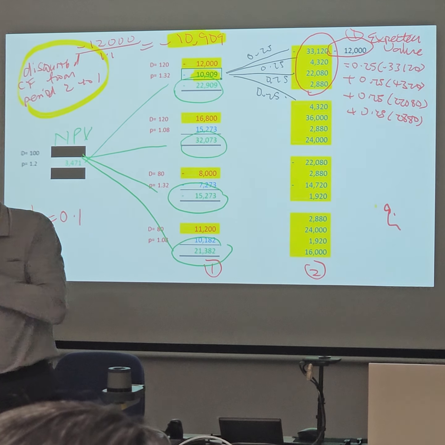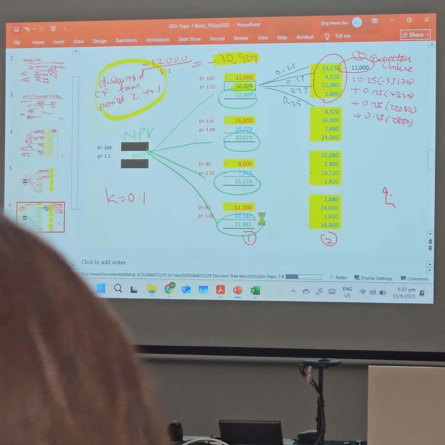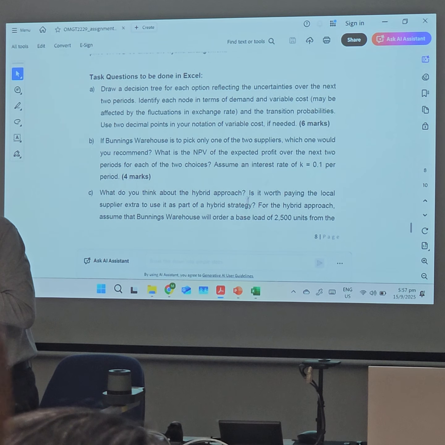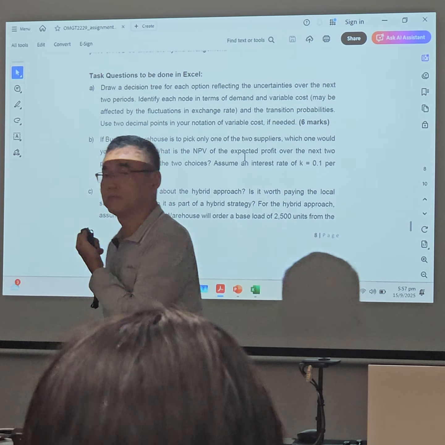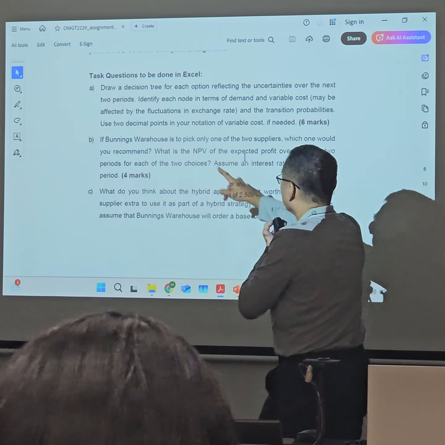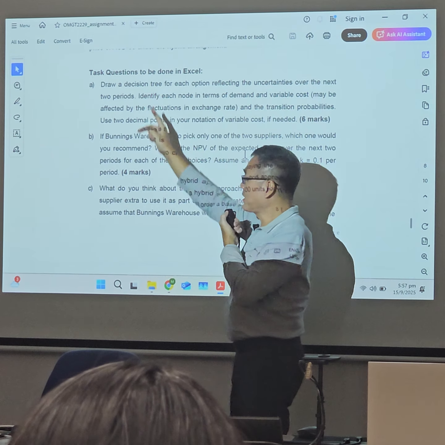Before I let you all go, can you look at the assignment? 我6点半回家。 No, don't go first. You draw a decision tree. Blah blah blah.